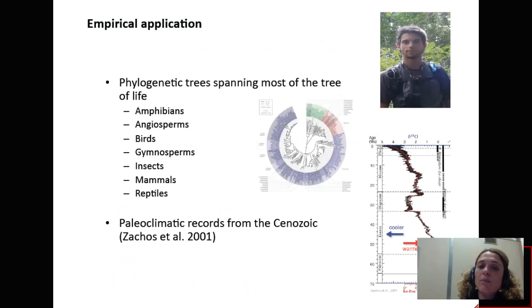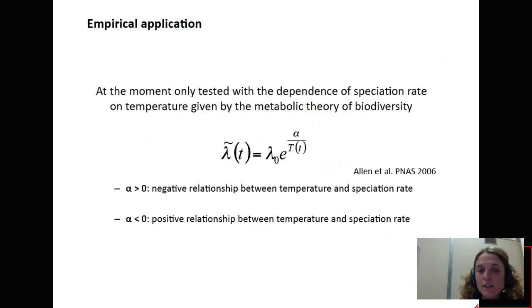So we're starting now to apply this method to a wide range of molecular phylogenies sampled throughout the tree of life, again having some endotherm species, some ectotherm species, sampled in the tropics, in the temperate regions, and so on. And we're using the paleoclimatic records from the Cenozoic given by Zachos, and just applying the likelihood expression to all these phylogenies. So at the moment, we really have only preliminary results, and we only applied the method with a dependence of the speciation rate on temperature, which is given by the metabolic theory of biodiversity. So it's this form that you see here.